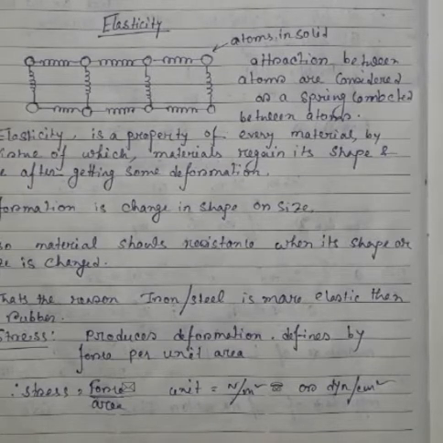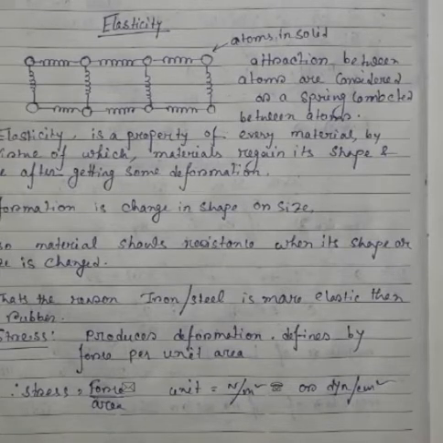So in comparison with rubber, steel is more elastic. The reason I already mentioned. Okay, so this is the reason why steel is more elastic than rubber: because steel regains its initial state or initial position very quickly compared to rubber, or it provides more resisting force when you try to stretch it out.